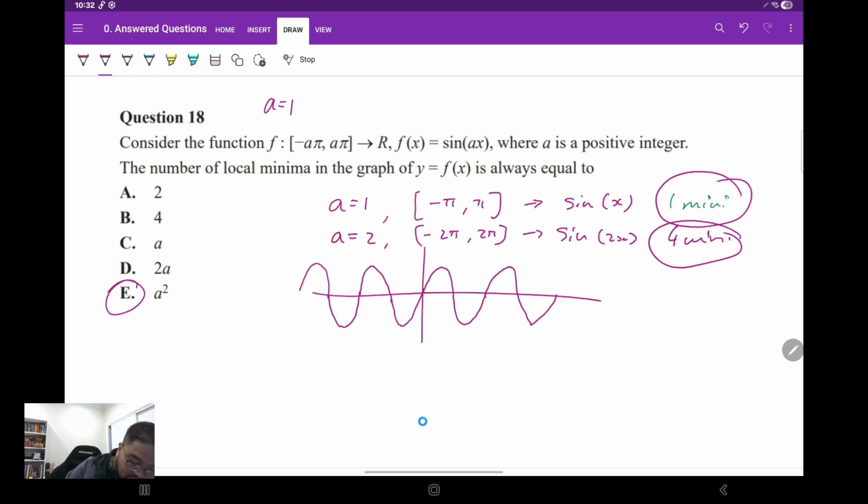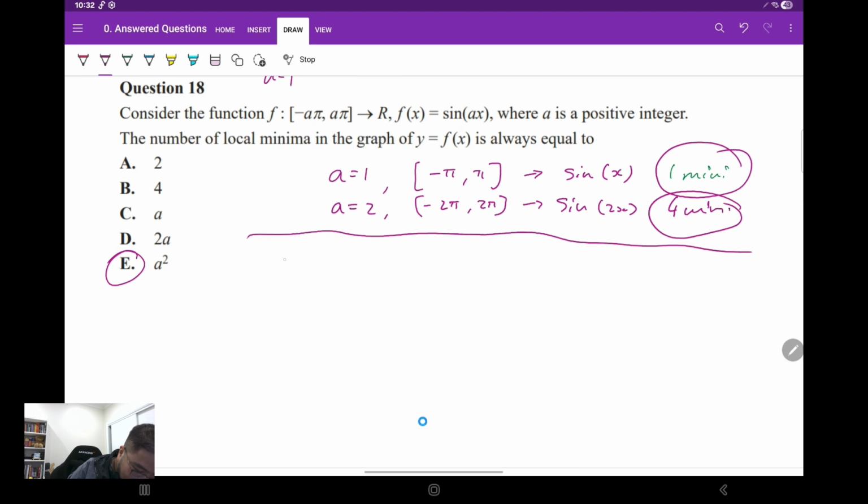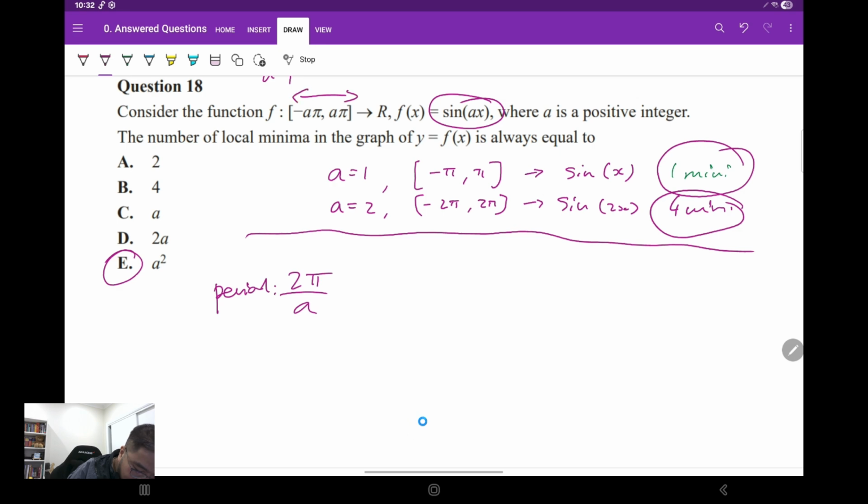But let's think about another option on how to actually do this question. The other option could be looking at what is the period of this sine ax graph. So this one here is 2 pi on a. That's the period. And in this case, how long is this interval? So from negative a pi to a pi, we've got a distance of 2a pi.